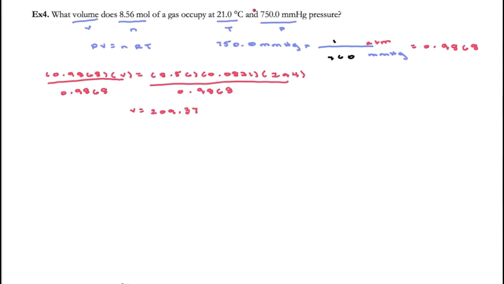I've got 1, 2, 3, 4 sig figs from here. 21, I'm going to base my sig figs off of 294. So that's 1, 2, 3 sig figs there. 3 sig figs from 8.56. So I should have 3 sig figs. So this will simply round to 209. Keep in mind, my units for volume using the ideal gas law are going to be in liters. I'm good to go. And what we're going to do now is use your ideal gas law and learn how to determine the molar mass of a gas.